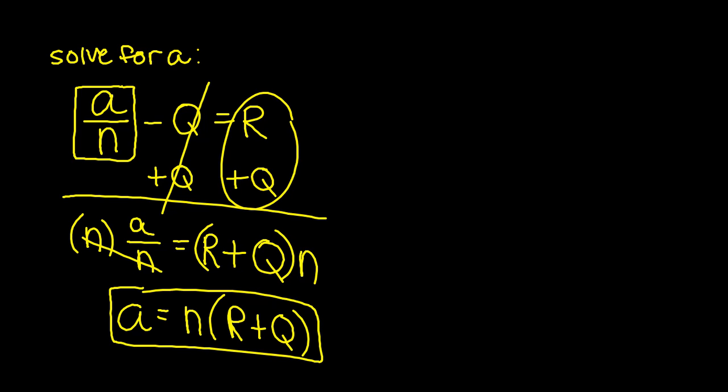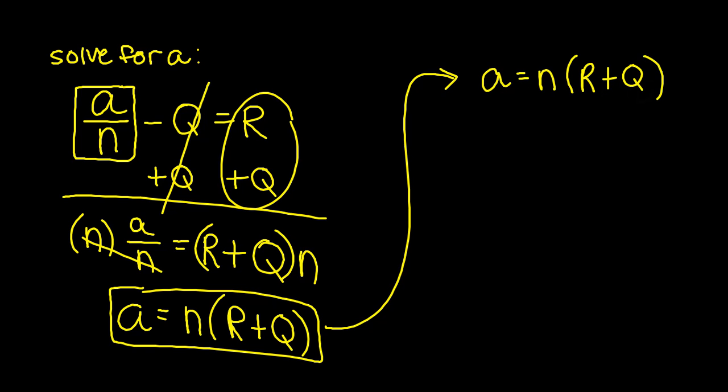I want you to think for a moment, though. Is there any other way that I could write that answer? There's nothing wrong with writing it this way, but is there any other way? Think about that for a moment. And of course, the answer is yes, there is. Instead of writing n times r plus q, I could always distribute that n and end up with a equals rn plus qn, something like that. And that would mean the exact same thing.